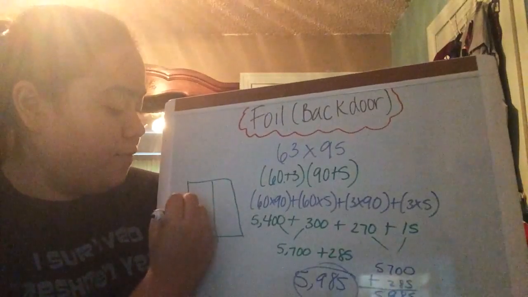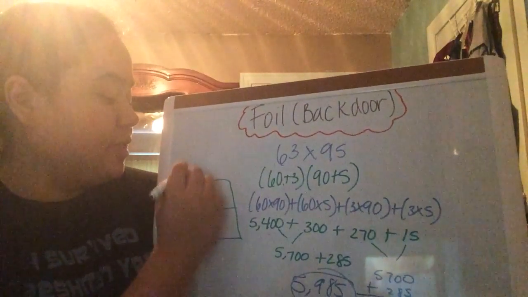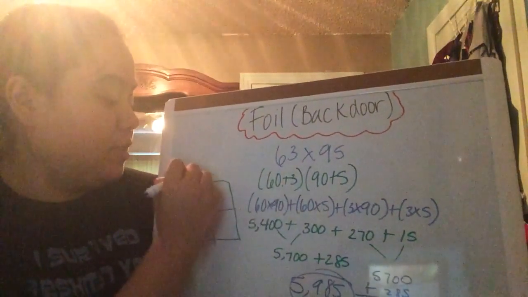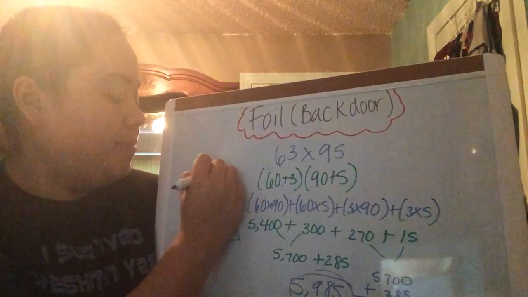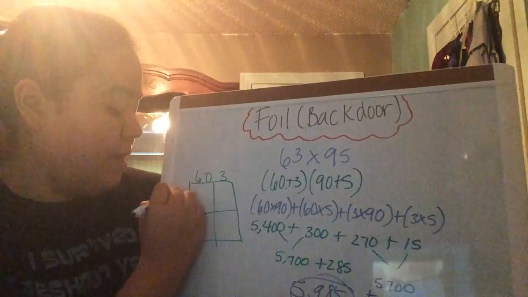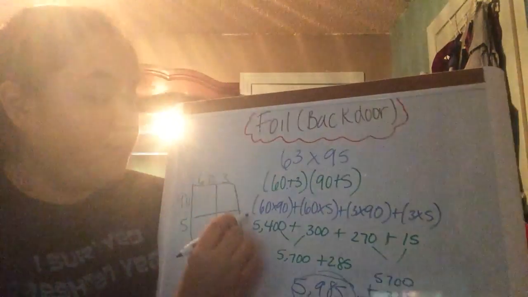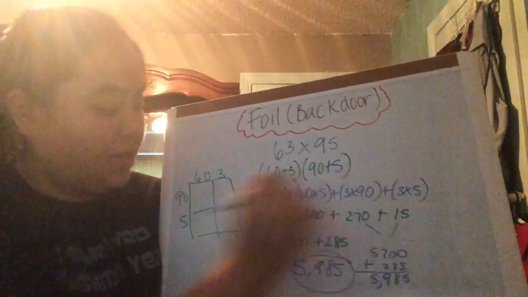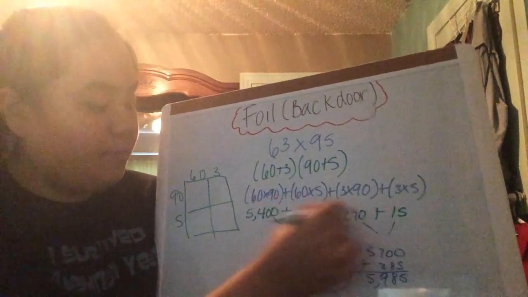So now that you have that, another way that you can do this is you take a box and you divide it into 4 different squares, and on the top you pick either number. So I'm going to do 63, the way that you separated here, and on this side it's going to be 95, and basically the same thing that you did here, you do here. So these numbers are going to be here.